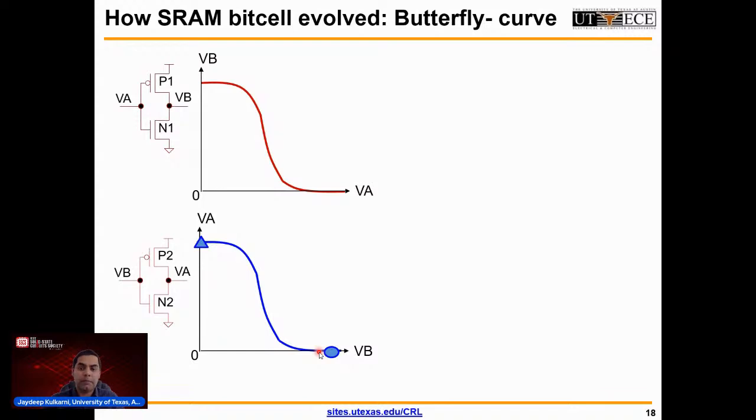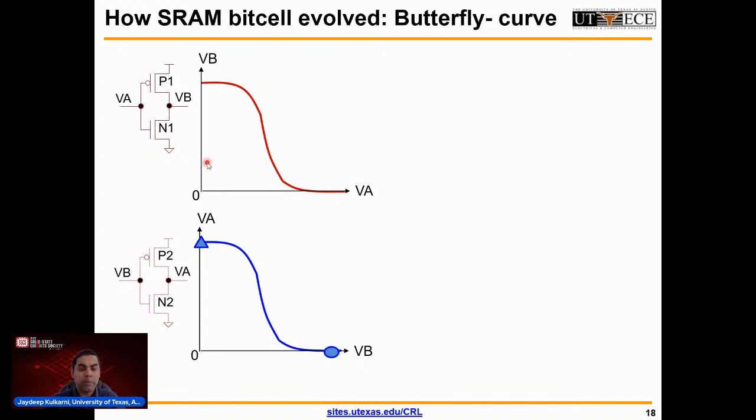x-axis. And also note that when VB is equal to zero, VA is equal to VCC, and I'm denoting it by a little triangle over here. And then on the other side, I'm denoting this end with a little small circle here. Now notice that for these two graphs, the X and Y axis are interchanged.